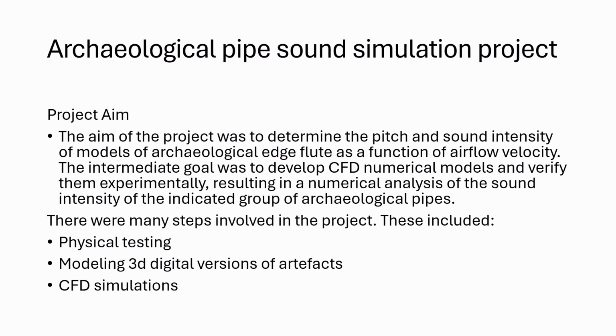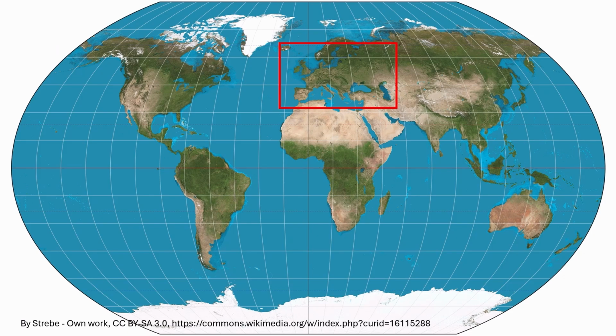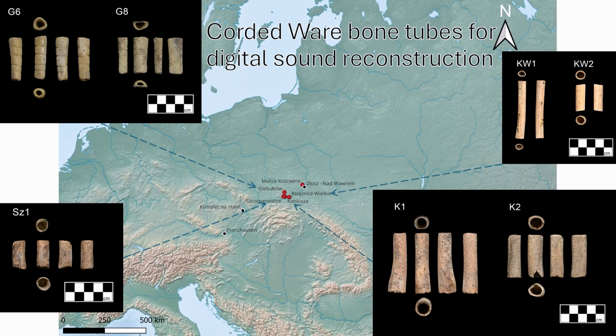The project involved several stages, including physical testing and modeling of 3D digital versions of the artifacts. The measurements were conducted at the Laboratory of Working Machines and Fluid System Diagnostics at Wrocław University of Science and Technology. The following slide shows the detailed maps of sites which provided the discussed finds. Next, the images present the artifacts of the Corded Ware culture involved in the digital sound reconstruction.